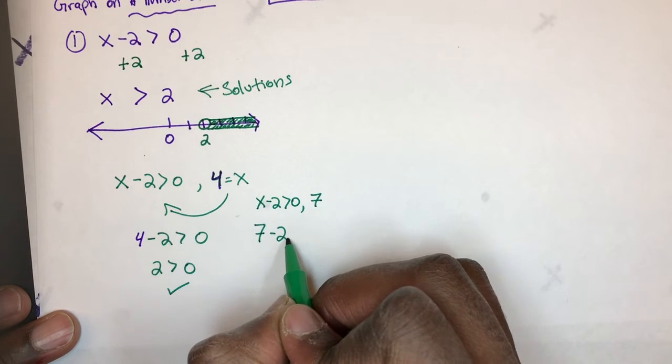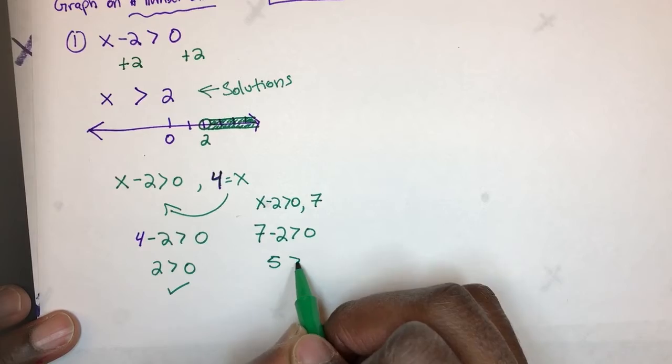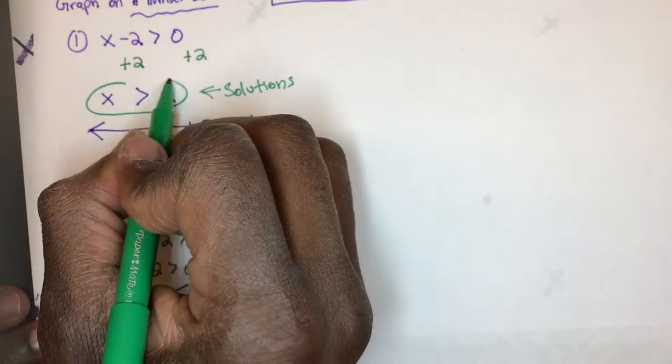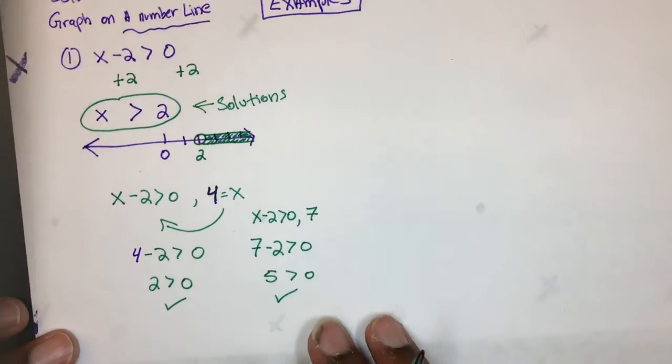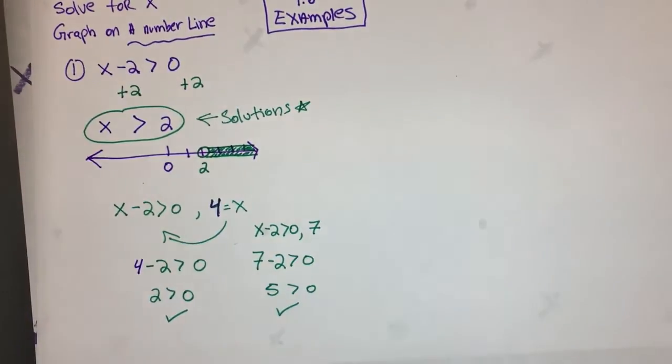Plug it in. 7 minus 2 is greater than 0. 7 minus 2 is 5. 5 is greater than 0. Ba-boom. This is the solution for that inequality. Yay! We did it. All right.